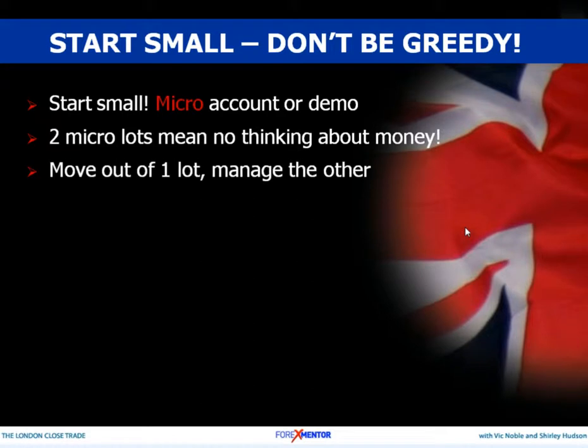You want to move out of one lot at the first target and leave the other one to be managed at the second profit level of 20, 30, or plus pips, depending on the volatility of the pair. And there was a question about how do you tell the volatility? Well, that is by your average daily range, and you'll get a feel for it. If your average daily range is less than 100, you've got a rather low volatility pair. And if it's over 200 or 300, it's a pretty active pair. Okay.